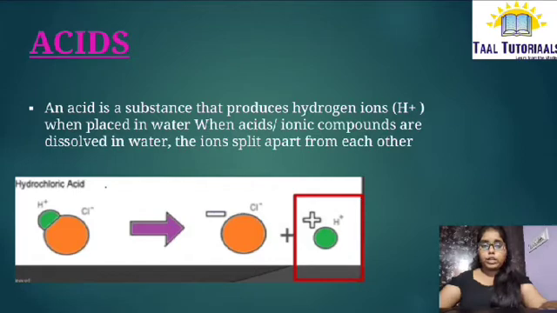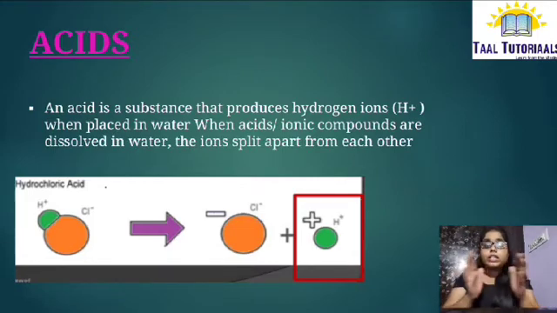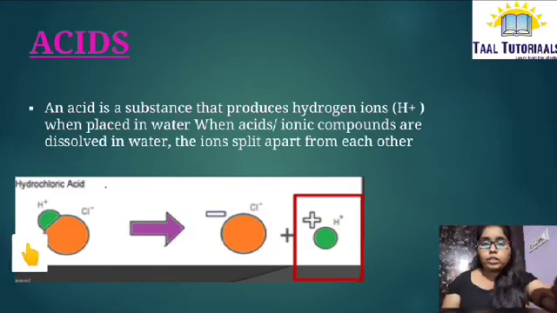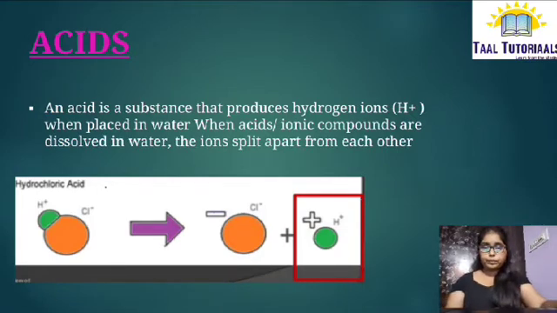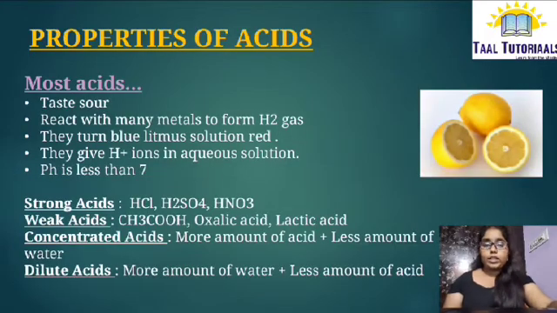An acid is a substance that produces hydrogen ions when placed in water. See, when acid is placed in water, it produces hydrogen. When acids or ionic compounds are dissolved in water, the ions split apart from each other. See, in this example, the hydrogen chloride gets split into chloride separately and hydrogen separately. This is what happens.